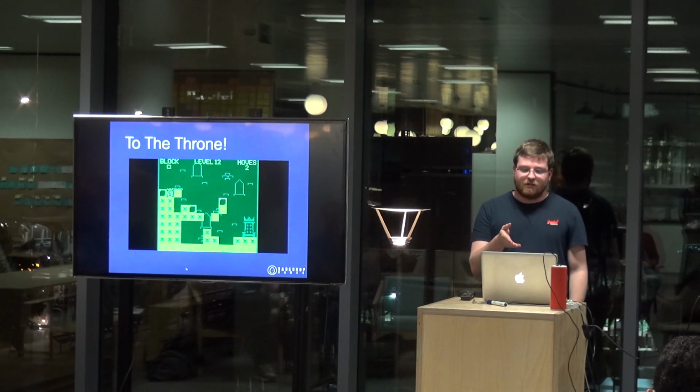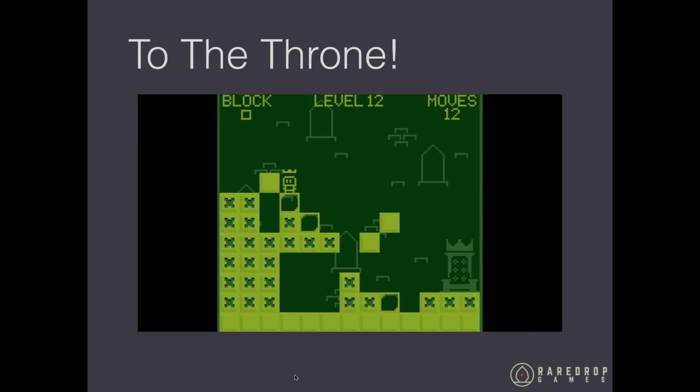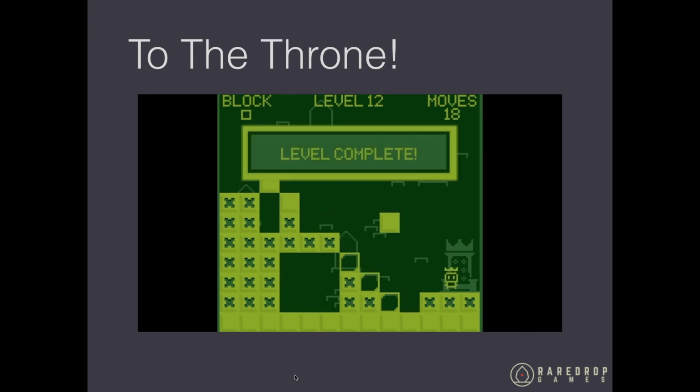So yeah, at this point, I've really figured out what I'm doing in terms of how the puzzles can work, and this one's much more sophisticated. Several stages to it. You're figuring out how to get down this staircase. If it's not clear what the goal is, you're basically trying to move the blocks around to get to the goal, which is a throne. So I think that's the end of those.